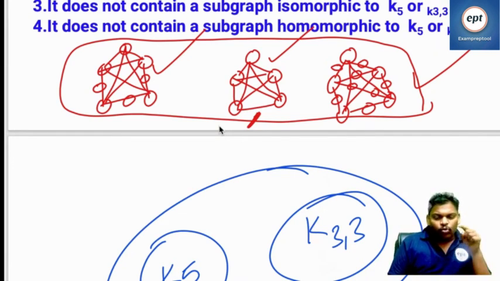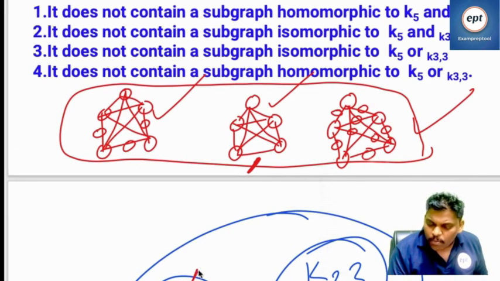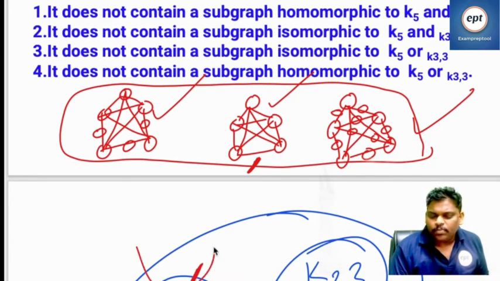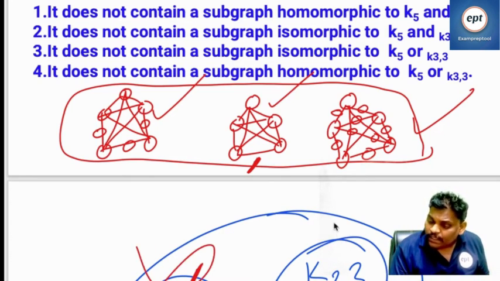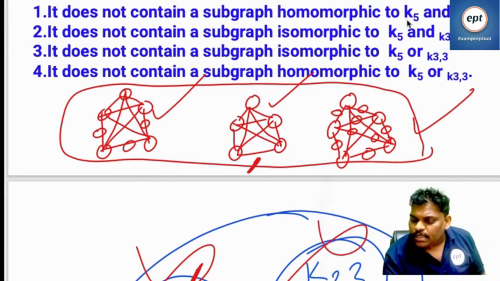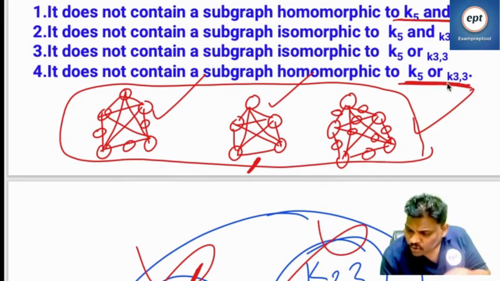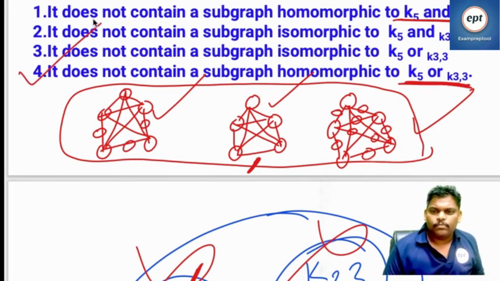So, will you go for homomorphic or isomorphic? Homomorphic. Can you help me now? Only K5, see this one. Homomorphic to K5, it is not planar. Homomorphic to K33, it is not planar. Both not there, then it is planar. If one is there, then it is not planar. So the answer is 4.